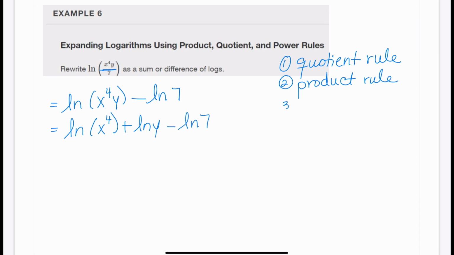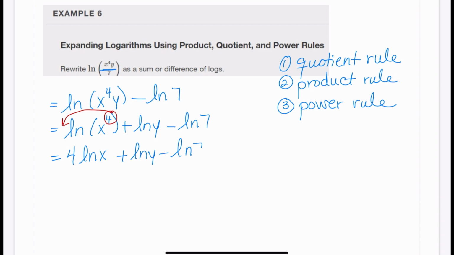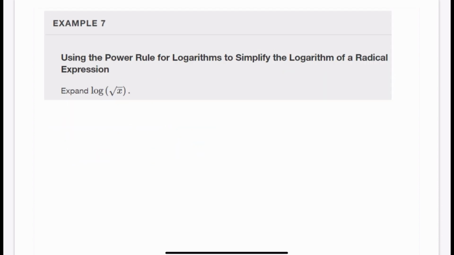And then the last thing that I'm going to do is apply the power rule. So this is the order in which you want to do these problems. There's only one power, which is the 4. So I'm going to take the 4 and move it to the front. So my final answer is 4 times the natural log of x plus the natural log of y minus the natural log of 7.